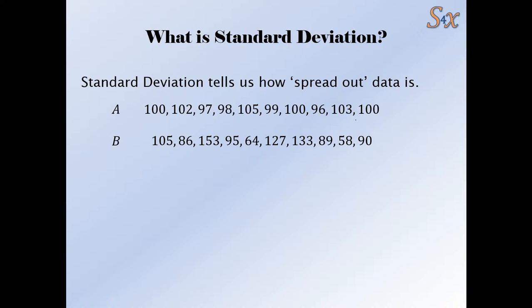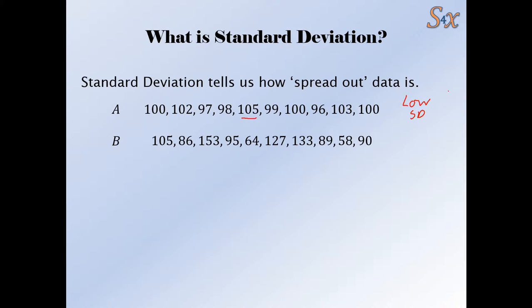I'm not going to show it now, but you can do it by adding them all together and dividing by however many numbers there are. But they have different standard deviations. Can you see that in this first data set, A, all the numbers are very close to 100? I think the furthest away from 100 is that 105, so they don't tend to get very far away from the mean. Because of that, the data is not very spread out, and we'd say it's got a very low standard deviation.